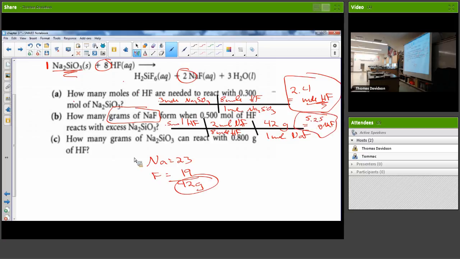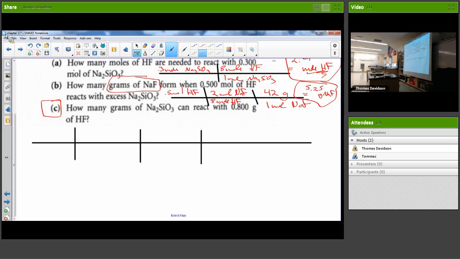Okay, now part C is the full gram to gram. So why don't you guys give part C a shot? Let's work through this real fast together.